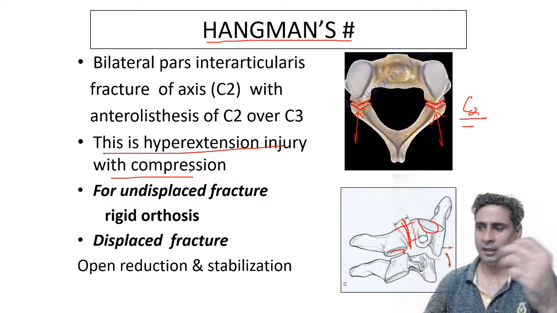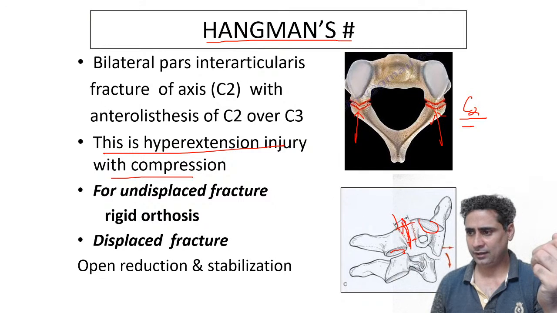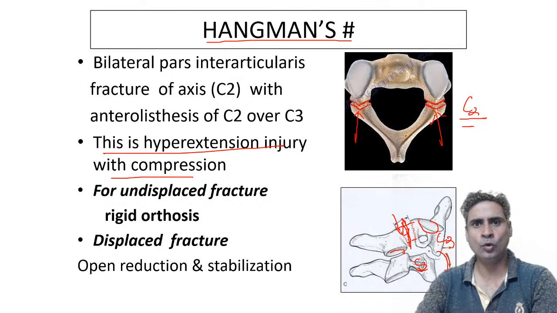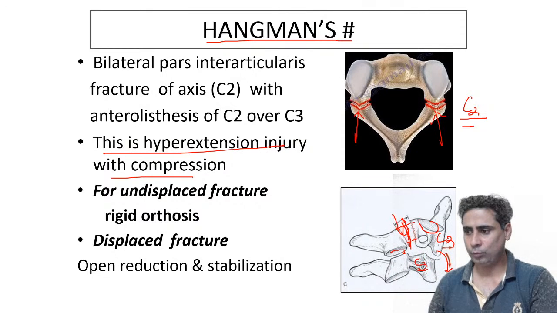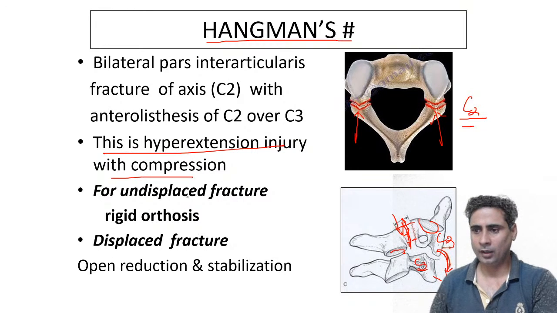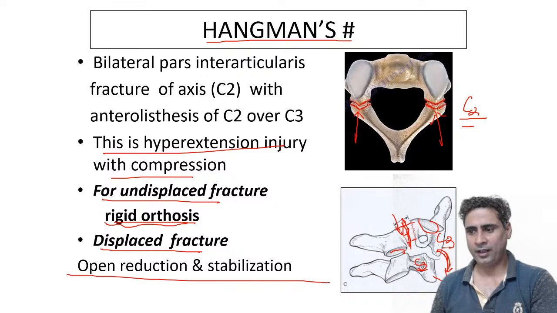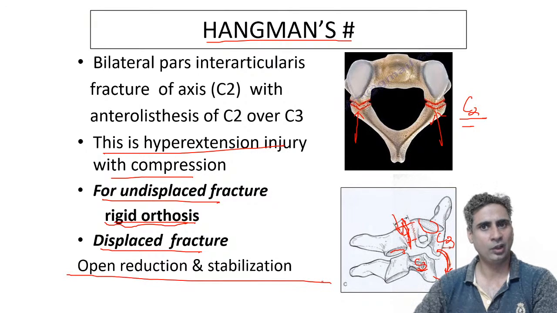Okay, so what will happen due to the fracture in this pars interarticularis? This C2 will be displaced over C3. So there will be spondylolisthesis of C2 over C3. For an undisplaced fracture, we use a rigid orthosis, and for a displaced fracture, open reduction and stabilization is required.